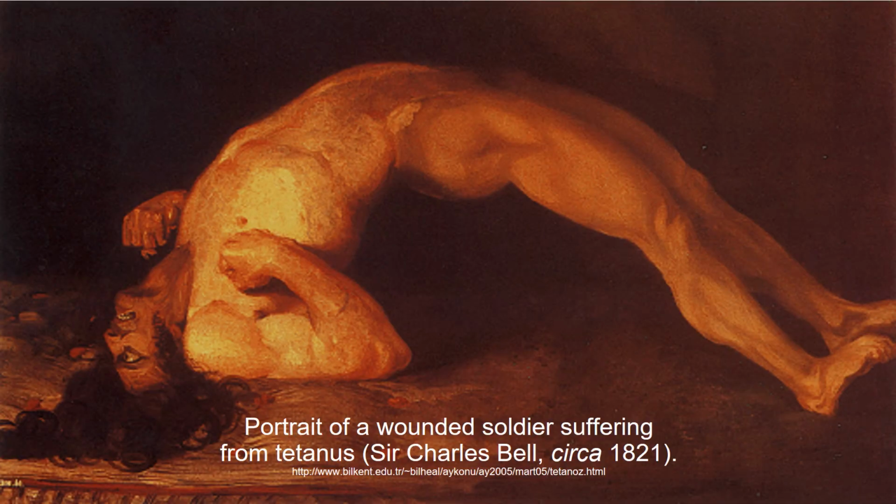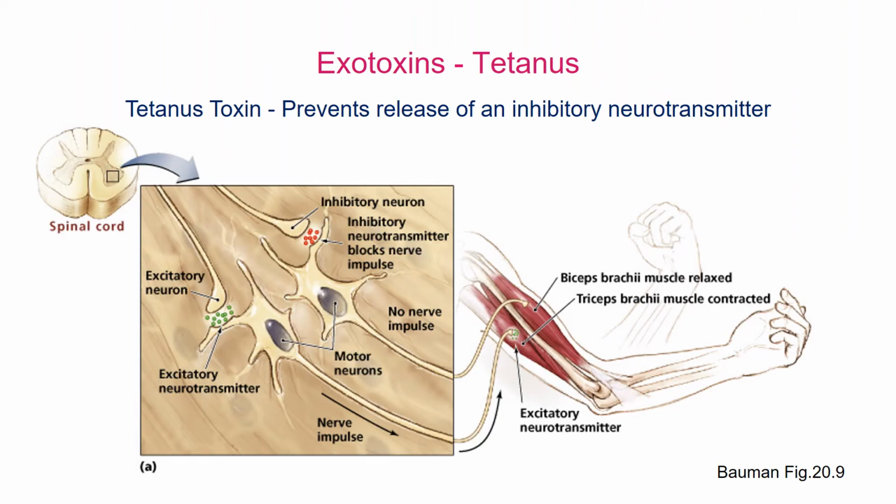Here's a painting of a wounded soldier, and you can see his muscles are clenched and it's very painful. Tetanus is also known as lockjaw. Some people end up with locked muscles in their jaw, and they can't unclench them. So here's a diagram showing what's going on with the tetanus toxin.